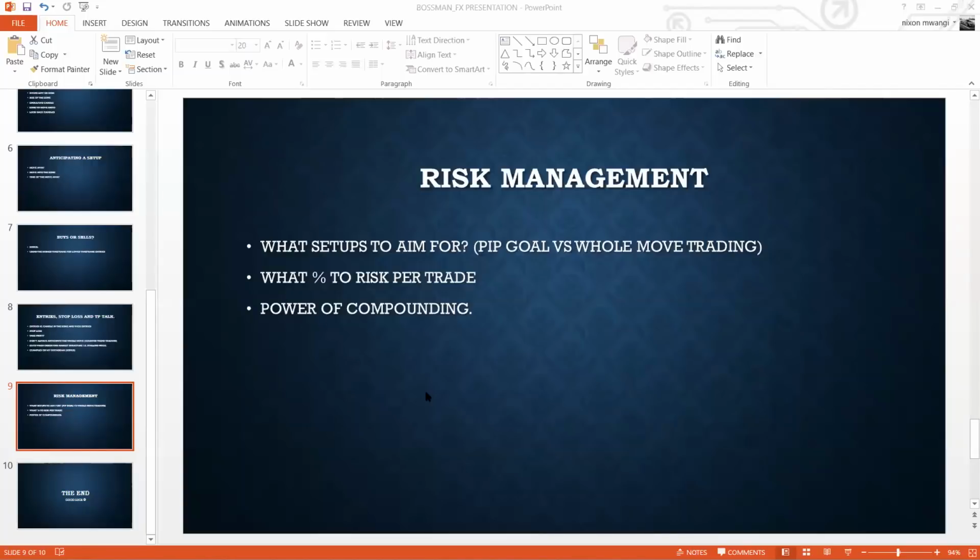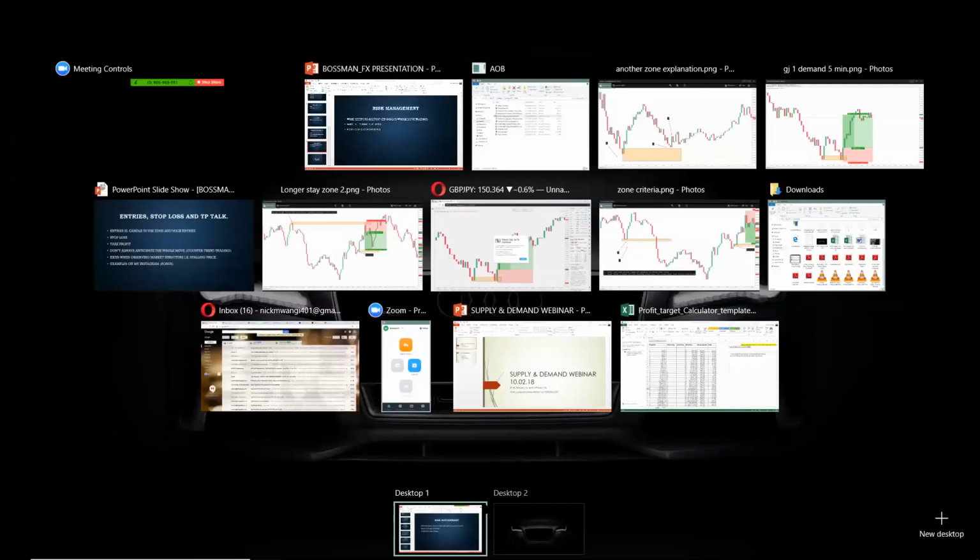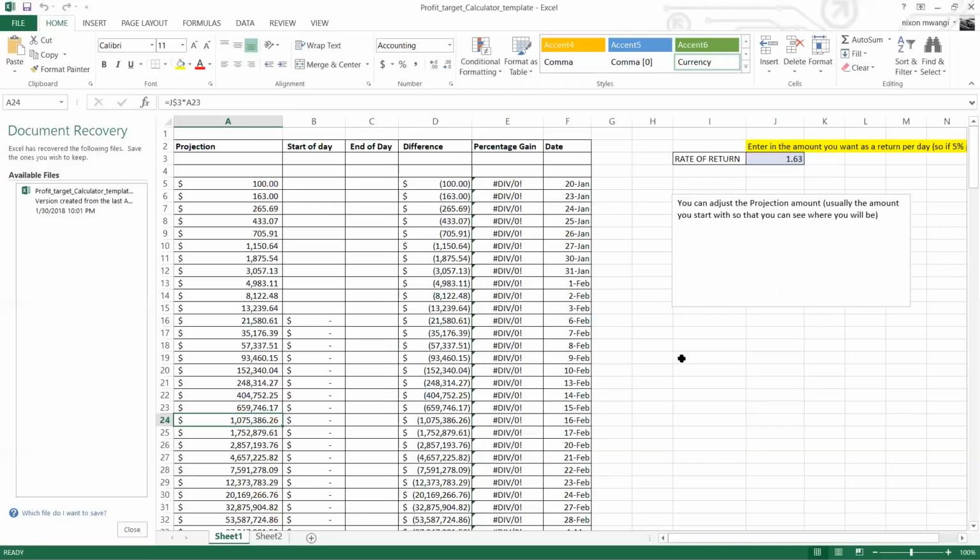So now, power of compounding. Here we go. Let's say most of the guys will start with a $100 account, right? Now let's say you aim for 5% a trade, 5% per day. And a year has how many trading days?